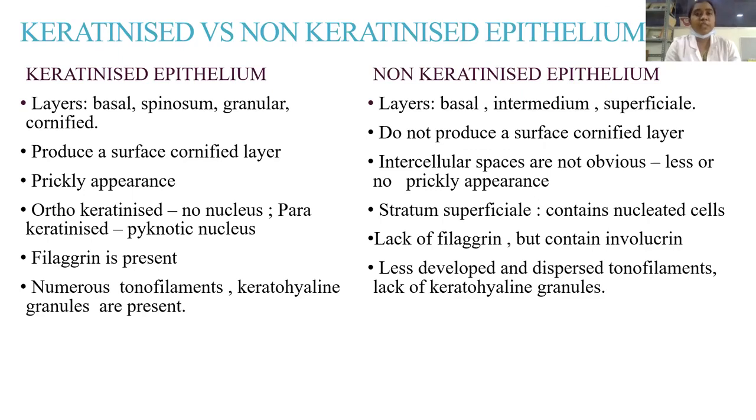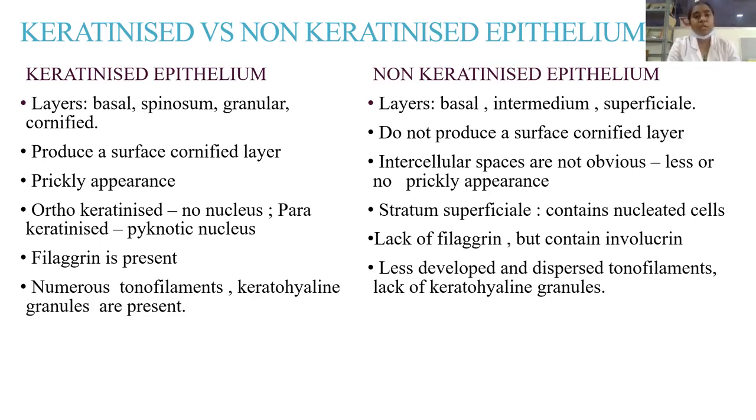So what is the difference between keratinized and non-keratinized epithelium? In keratinized epithelium, we all know four layers can be seen: basal, spinosum, granular, and cornified. In non-keratinized, basal, intermediate, and superficial. Keratinized produces a surface cornified layer. Non-keratinized does not produce a cornified layer. Prickly appearance can be seen in keratinized. In non-keratinized, intercellular spaces are less obvious, with less or no prickly appearance. Orthokeratinized has no nucleus; parakeratinized has a pyknotic nucleus. In non-keratinized, the stratum superficiale contains nucleated cells.